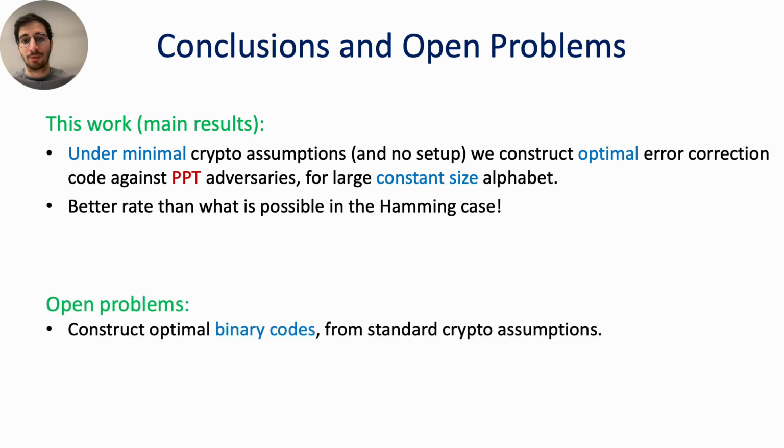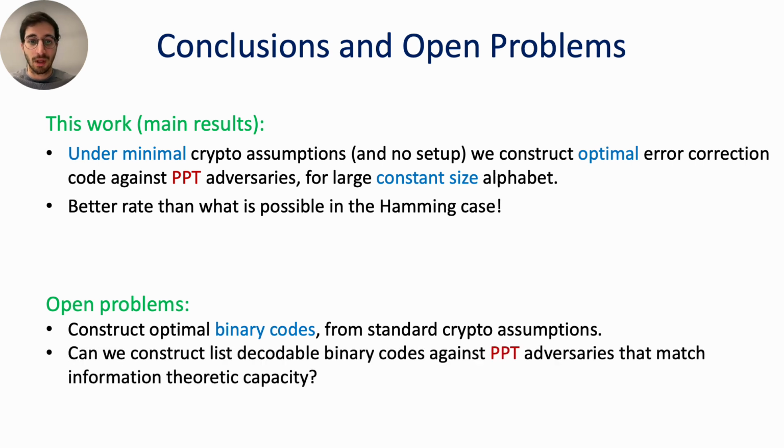And open problems, well, can we do this for the binary case? Can we extend it for the binary case, maybe with a stronger kind of assumption or maybe some light setup? Still, it would be interesting to get this or an equivalent result for binary. And finally, can we get explicit constructions for list decodable codes against PPT adversaries?